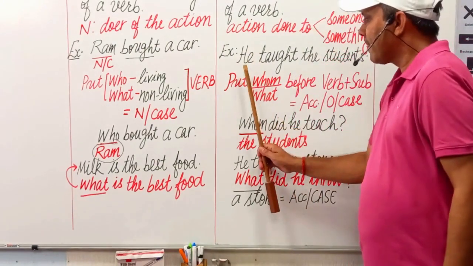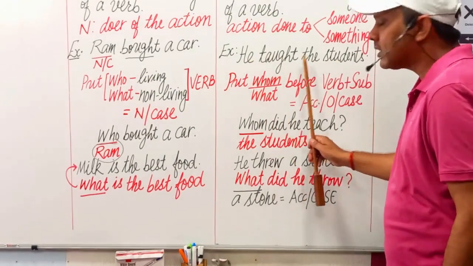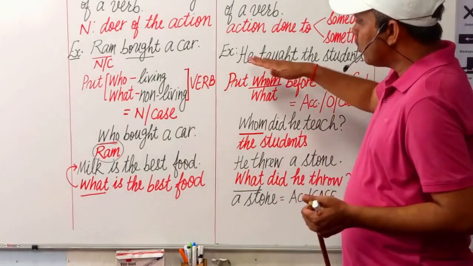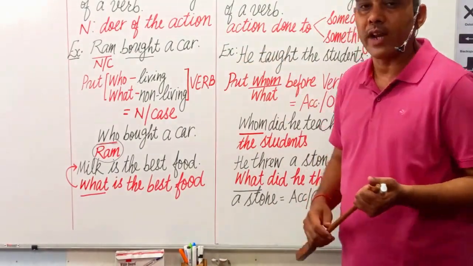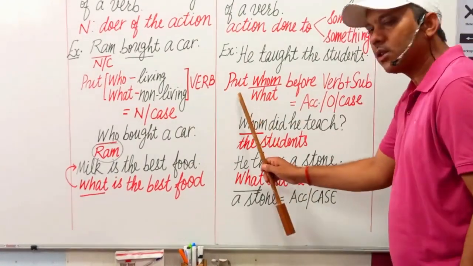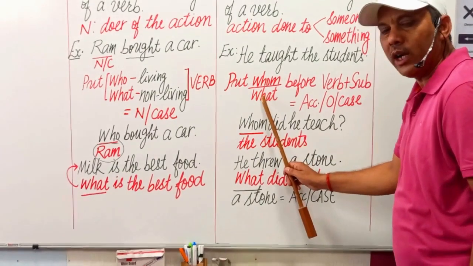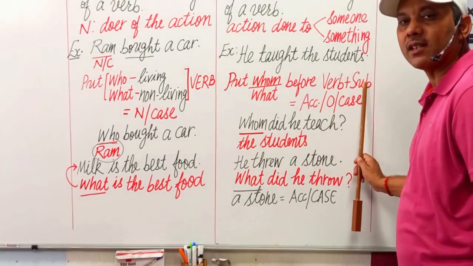For example, he taught the students. He taught the students. Simple past tense. Now, how do we find the objective case or accusative case of noun in this sentence? There is one more formula. Put whom for living things and what for non-living things before the verb plus subject.